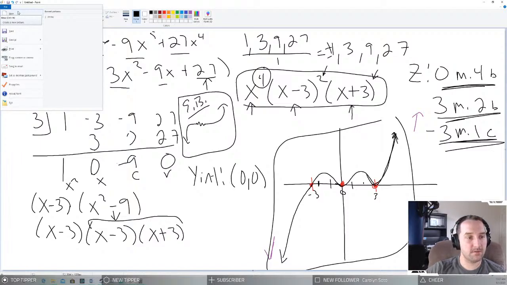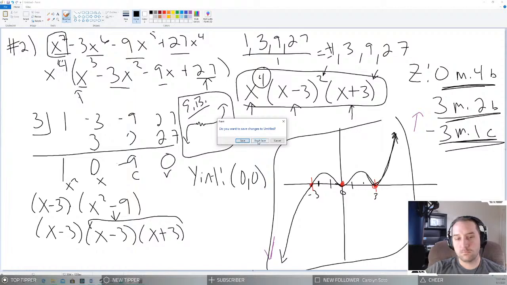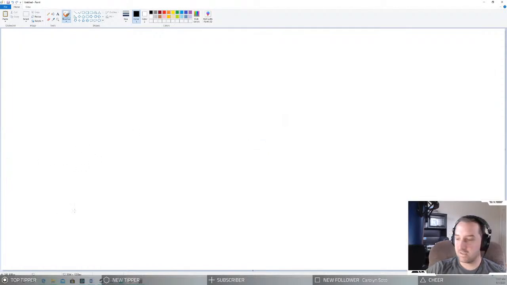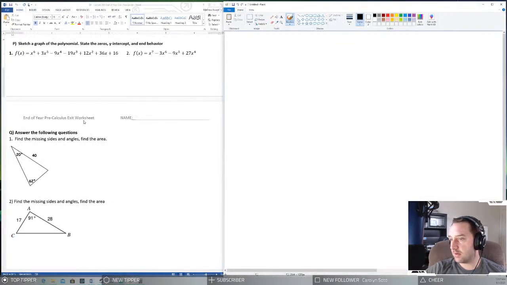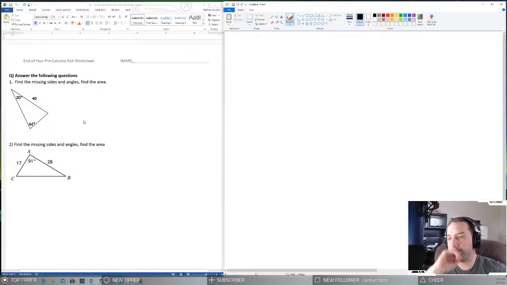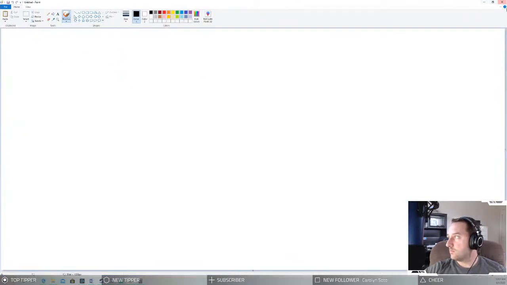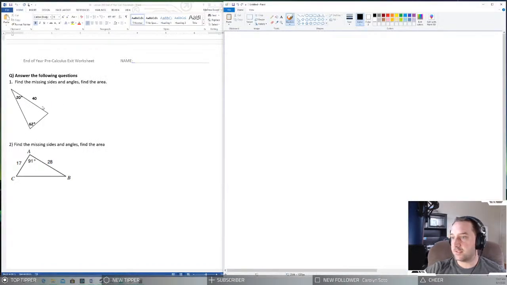Any questions on that one? Okay. Last area. Okay. So for this one, it is find the missing sides and angles and find the area. Okay. Whoops. Let me just copy and paste that.